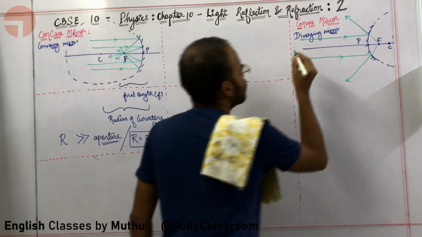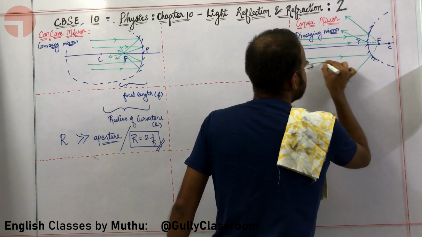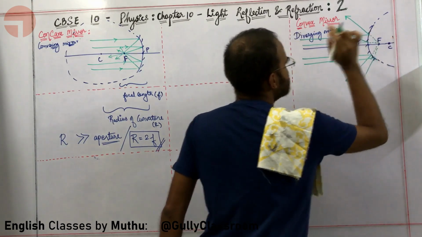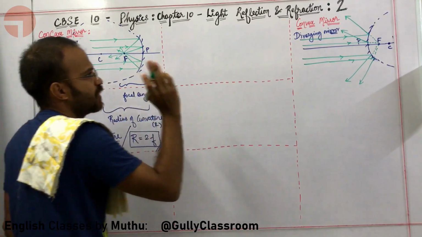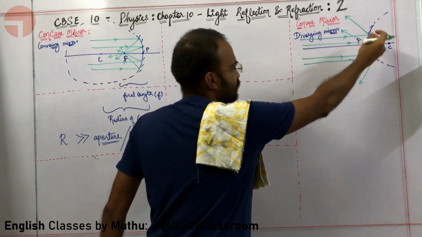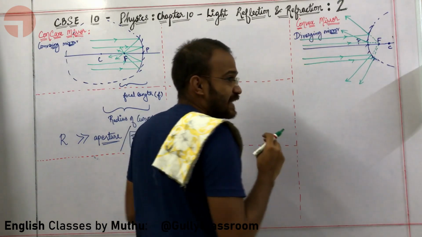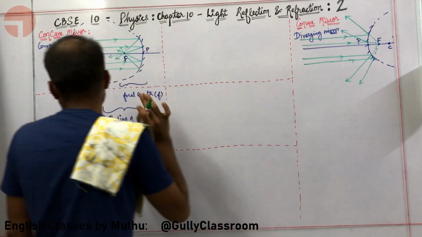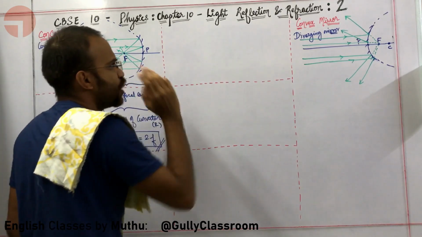I can draw any number of rays. They will be diverged such that they are coming out of my principal focus. Are you able to understand the basic terminology behind the concave mirror and the convex mirror? Here this is the principal focus, the point from which the light rays parallel to the principal axis of the convex mirror seem to be diverging. That is basically the idea behind the concave mirror and the convex mirror.